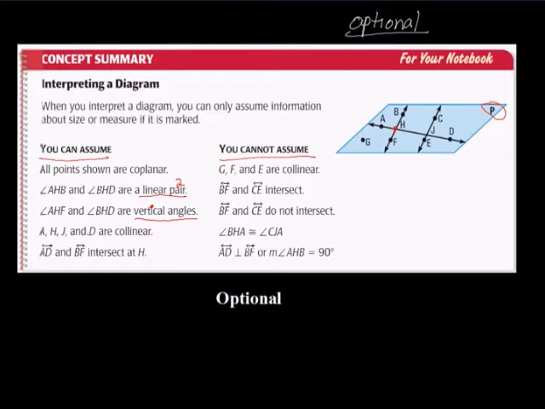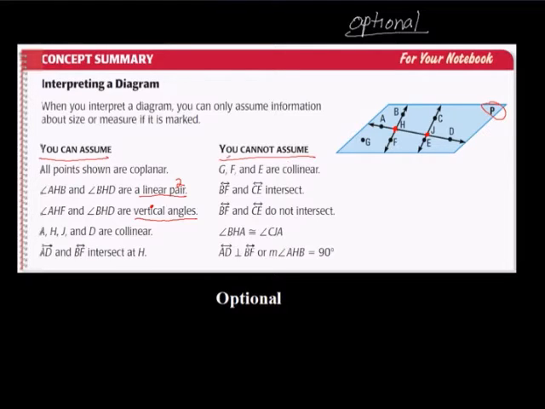A, H, J, and D are all collinear, so they all exist on the line, so that you can actually see them on top of the line. J doesn't really have a point. There you go. I know it's kind of blurry right here. Line AD and line BF intersect at point H. You can assume that to be true. Just like AD and CE, you can assume that they intersect at point J.